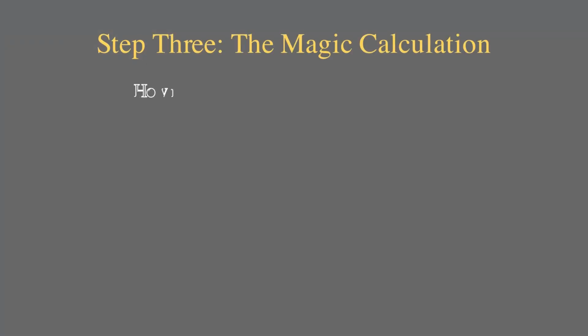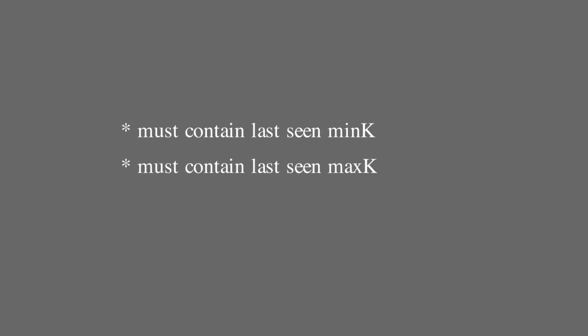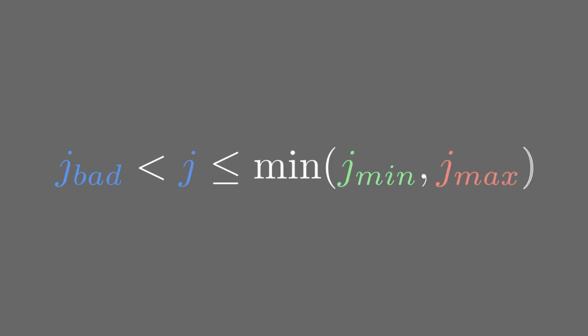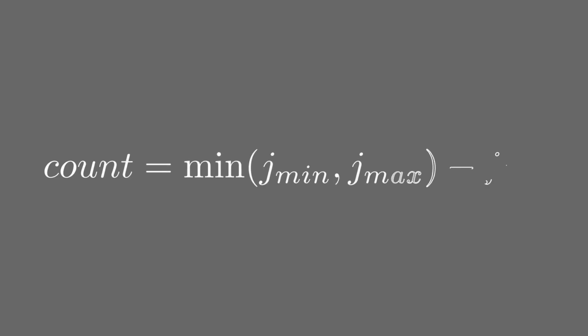Step 3. The magic calculation. How many new valid subarrays end at the current position I? A valid subarray ending at I must contain both the most recent minK and the most recent maxK. It also cannot contain party poopers. This means the subarray must start after JBAD. So a valid starting position J must satisfy JBAD less than J, less than or equal to minimum of JMin and JMax. How many integers J satisfy this condition? It is simply minimum of JMin, JMax minus JBAD.